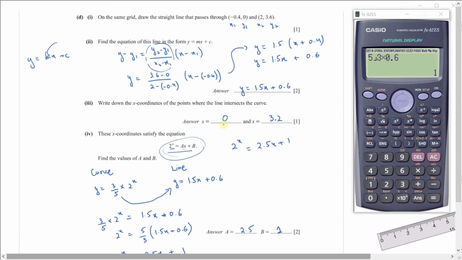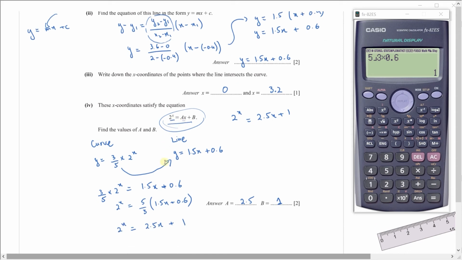You were given that these coordinates satisfy this equation, and since these are the coordinates of intersection, that means these two equations can be solved simultaneously. And when you eliminate the variable y by substitution method, you will end up with this equation. So that's how you will solve this question.